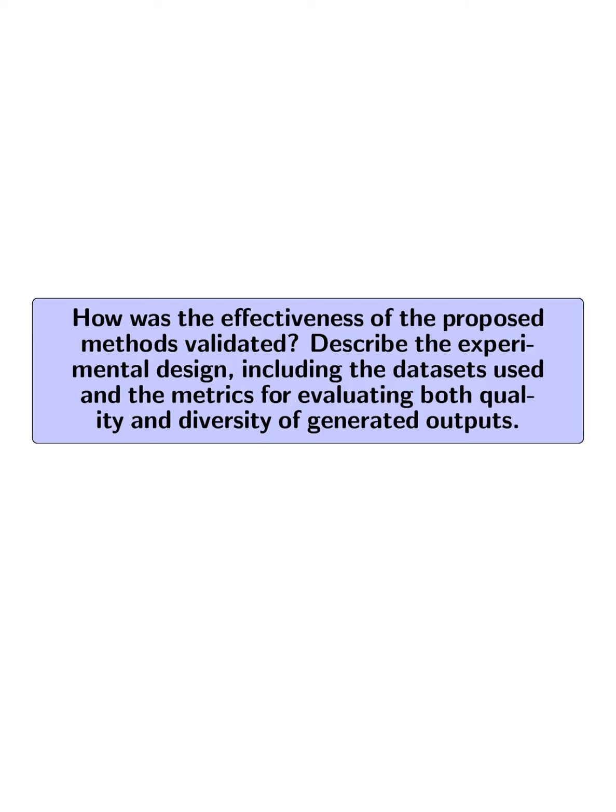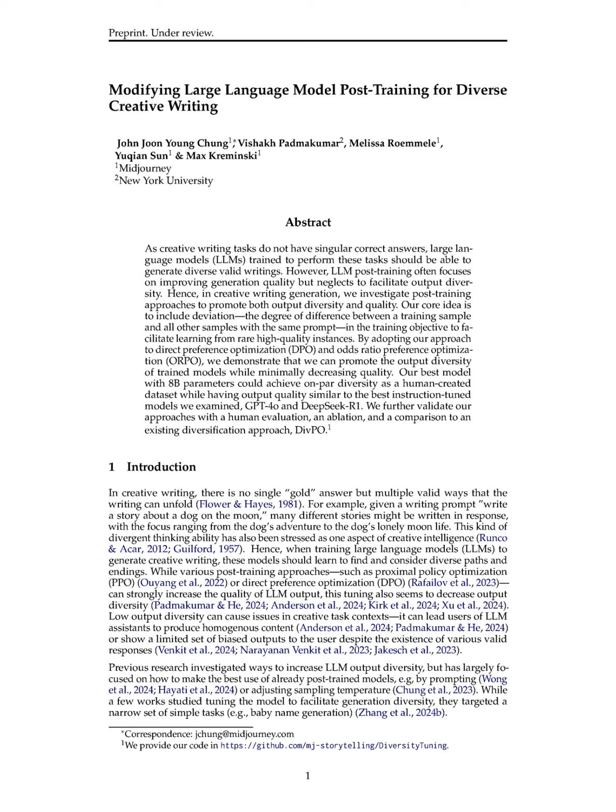How was the effectiveness of the proposed methods validated? Describe the experimental design, including the datasets used and the metrics for evaluating both quality and diversity of generated outputs. The effectiveness of the proposed methods, specifically the diversified versions of Direct Preference Optimization, DDPO, and Odds Ratio Preference Optimization, DORPO, was validated through a combination of automated and human evaluations.